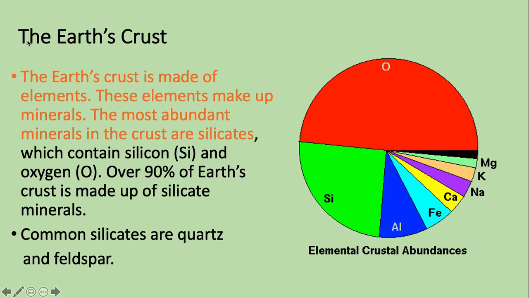So you can see in the pie chart here, oxygen is the most abundant element in Earth's crust. But in terms of minerals, oxygen is not a solid at room temperature, so it's not really a mineral on its own. So the most abundant mineral is silicon and oxygen together, which is called a silicate mineral.